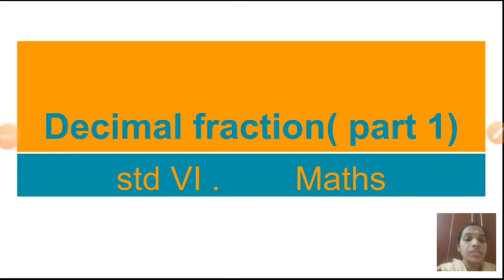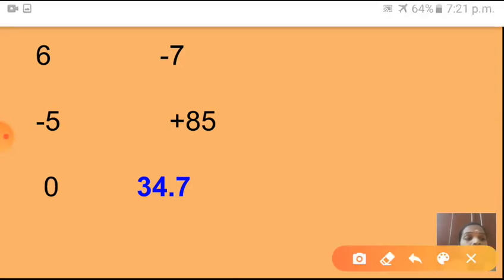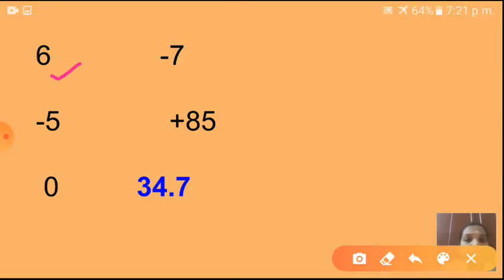So children, in this session I will start a new chapter, chapter number 5, decimal fraction. Here I have given some numbers. Can you say which number this is? Yes, 6. That is a positive number or natural number, isn't it? And this, see here children, minus 5, that means a negative number. And 0, that is a whole number. And here, plus 85, that is a positive number.